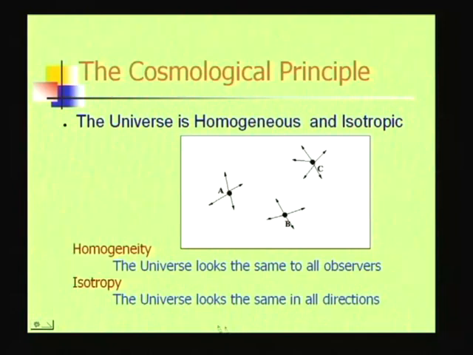It essentially means that wherever I am in the universe, if I go and sit on a different galaxy, I expect to see the same thing that I see from my own galaxy, in my own neighborhood. And the second thing is isotropy: whichever direction I look at, I expect to see the same thing on the average.